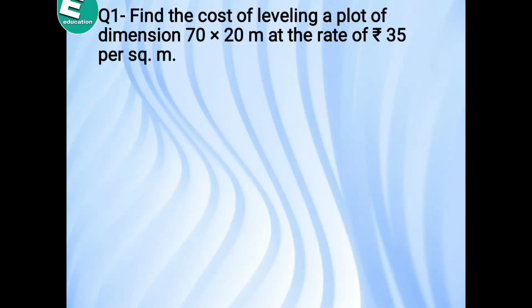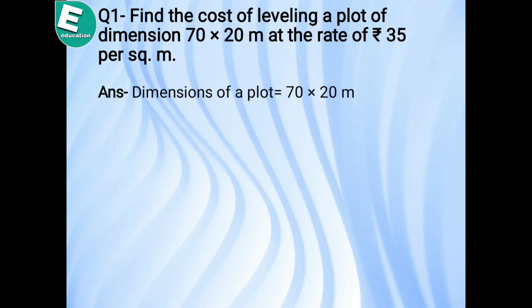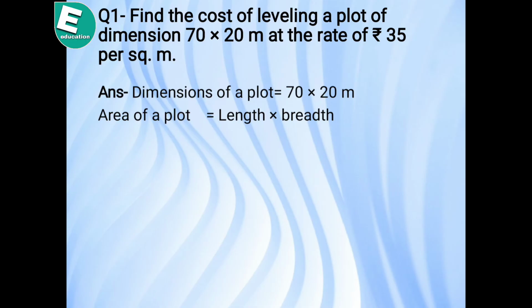So our answer begins with dimension of a plot is equal to 70 multiply 20, and we know area of a plot is equal to length multiply breadth. On substituting value, we get 70 multiply 20, which is equal to 1400 square meter.